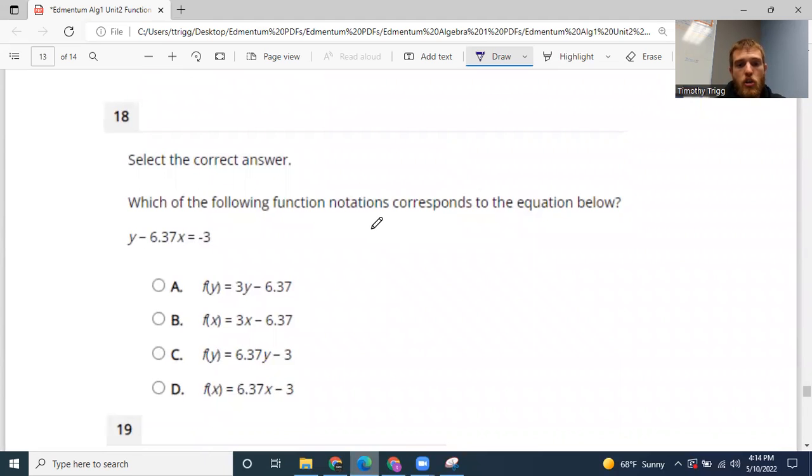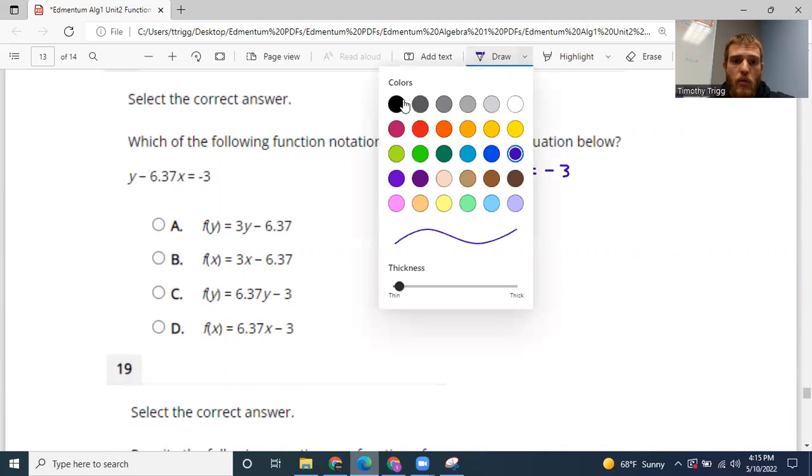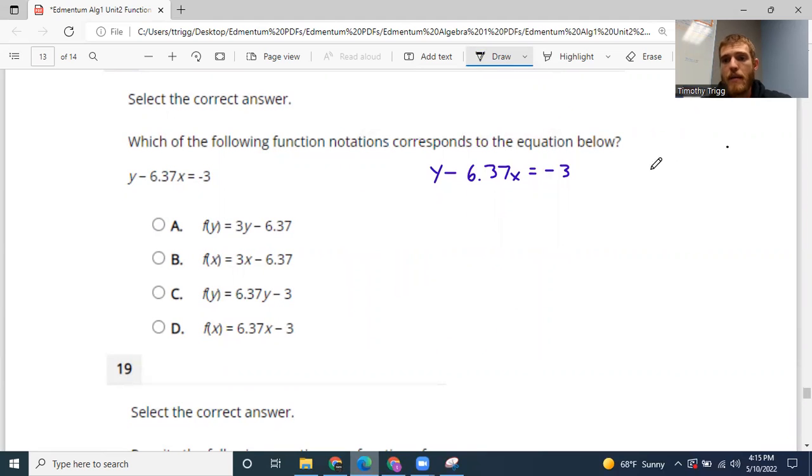Which of the following function notations corresponds to the equation below? So here we have this equation. What I would do is, when we want to write an equation like this into function notation, you want to get y by itself. So that's generally your first step, if it's not done already: let's go ahead and solve for y.